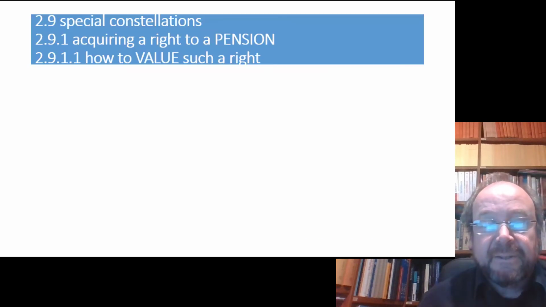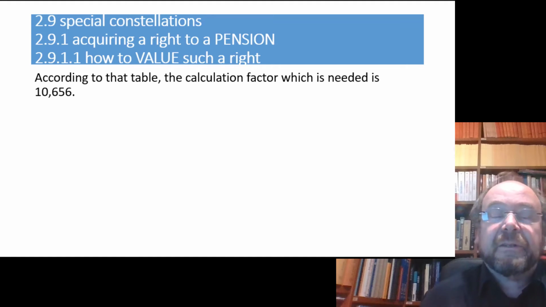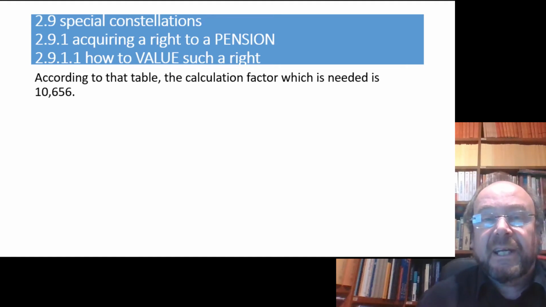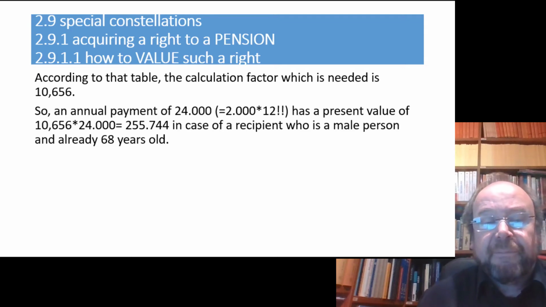10.656. So if we want to calculate the present value, you just take the annual amount which is paid times 10.656. So annually 2,000 times 12, that's 24,000, and that is multiplied by the factor. So we end up with the total present value of that lifelong pension grant here, 255,744.